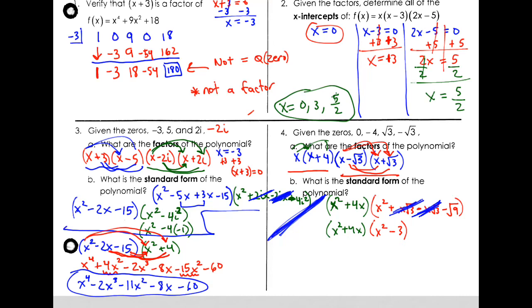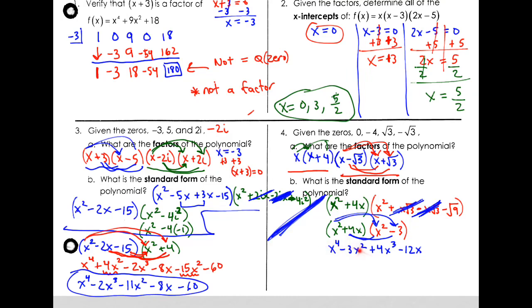And then the last thing we're doing is we're going to just multiply this all the way back out. So x squared times x squared is x to the 4th. Remember, when we're multiplying exponents, you're adding them. You're going to add the exponents. And then x squared times negative 3 is negative 3x squared. Then you got a 4x times an x squared. That becomes a positive 4x to the 3rd. And then you have a 4x multiplied by negative 3. That becomes a negative 12x.